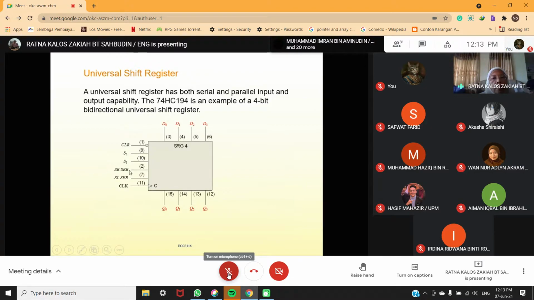Can you see my cursor here? SR, SER here, SL. Meaning here shift right serial, shift left serial. So this is clear. So this is S0, S1, then shift right serial, shift left serial, clock. And then this is the parallel input, and here you have the parallel output.